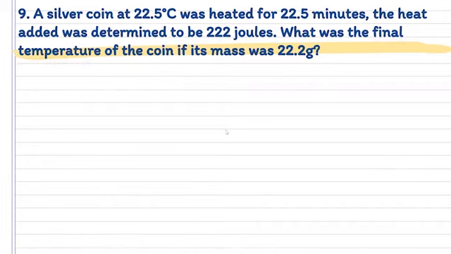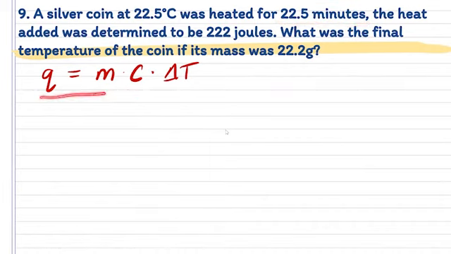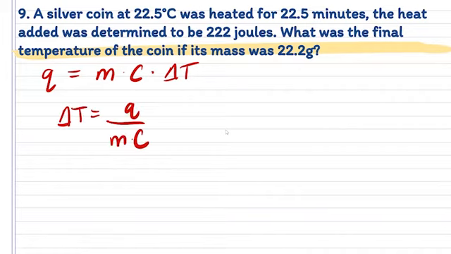So looking at my relationship, heat is going to be equal to my mass times specific heat times my change in temperature. But what about the 22.5 minutes? Well, it's not mentioned anywhere in my relationship, so then I don't need that time. It's just extra info. So since I need to find final temperature, I'm going to rearrange it to get delta T by itself. So with some algebra, I can get delta T is equal to my heat divided by mass times specific heat.